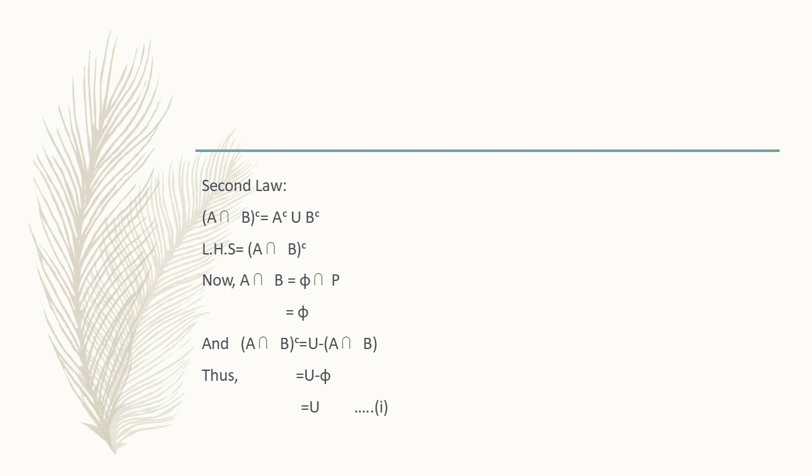Second law. Second law is the law of intersection. (A intersection B) complement equals A complement union B complement. First we solve the left hand side, (A intersection B) complement. First we derive A intersection B equals phi intersection prime numbers, which is the empty set phi, or we can also write the blank curly brackets. And (A intersection B) complement equals U minus (A intersection B), which is equal to U minus phi. Thus we have again the universal set U, which is equation 1.